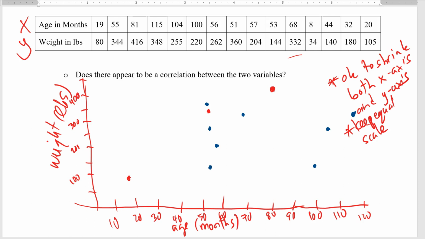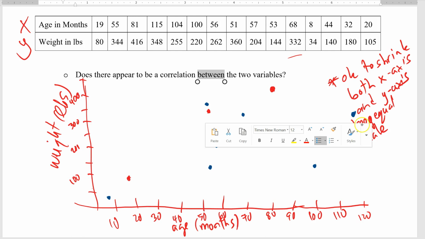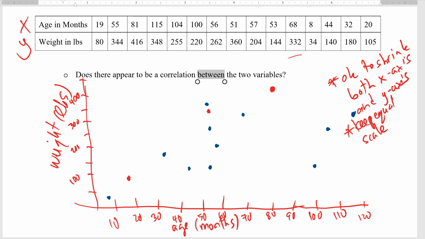Where were we now? 8, 34. Oh, it's a tiny little bear. And 44, 140. So 44, 140 below the 150. 32 up to 180, ballparking it below the 200. And 20 to 105.